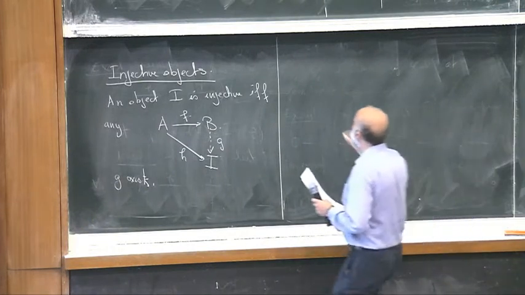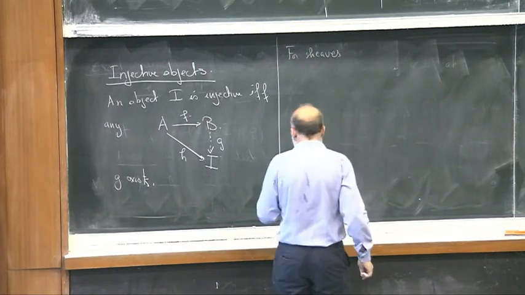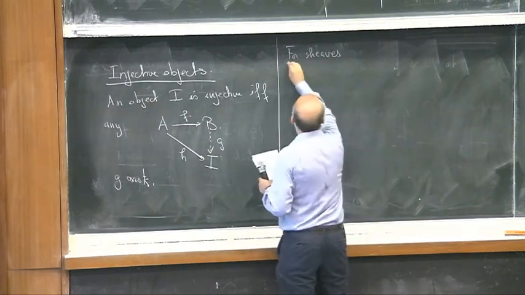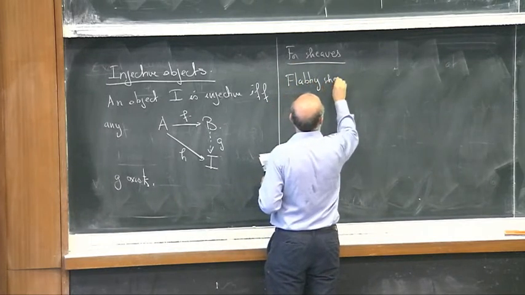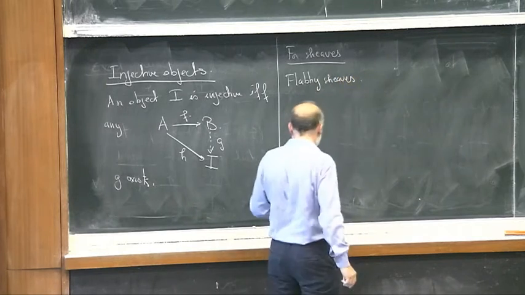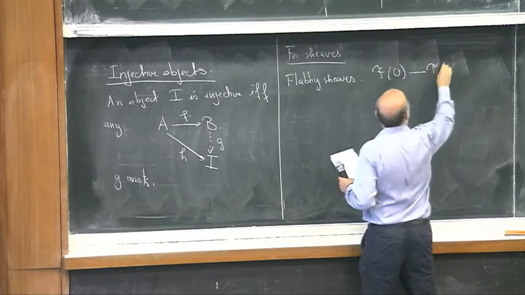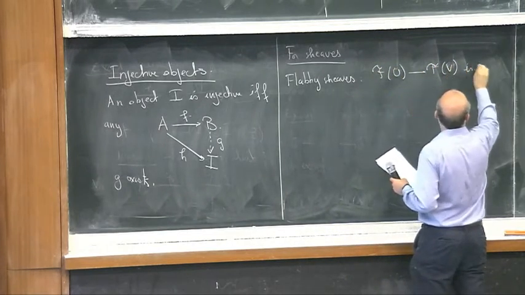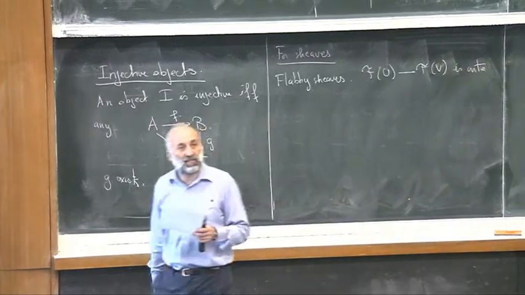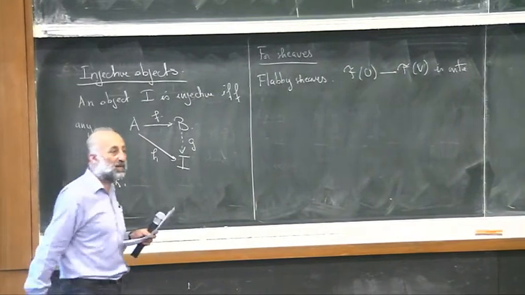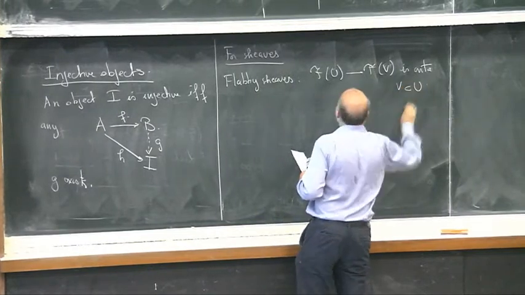In our case, for sheaves, we're going to use a different notion: there is the notion of flabby sheaves. A flabby sheaf is very easy to understand. It means that the map from F(U) to F(V) is onto. So whenever you have a section on the set V, you can always extend it to the set U. And here, of course, V is in U.